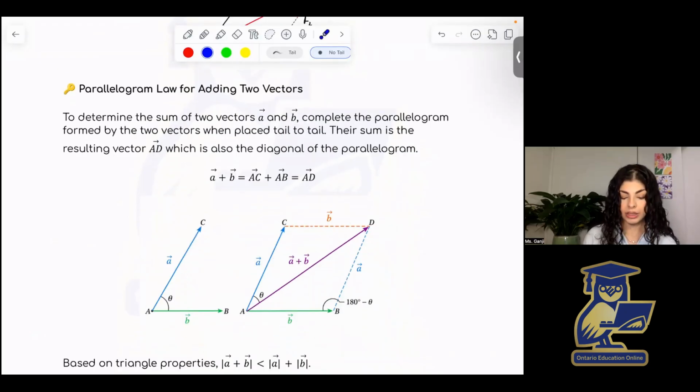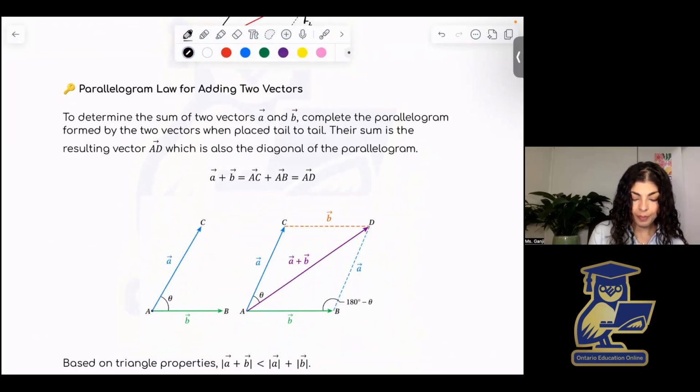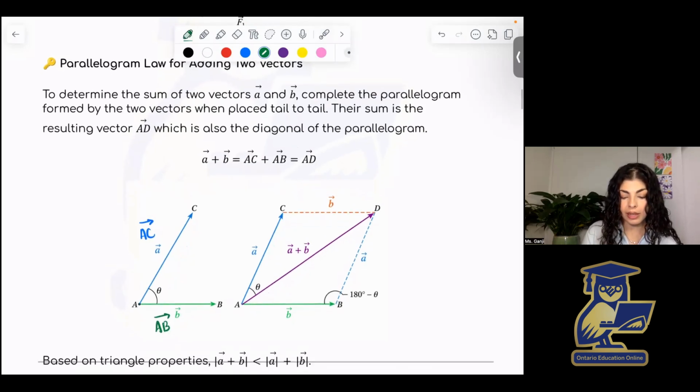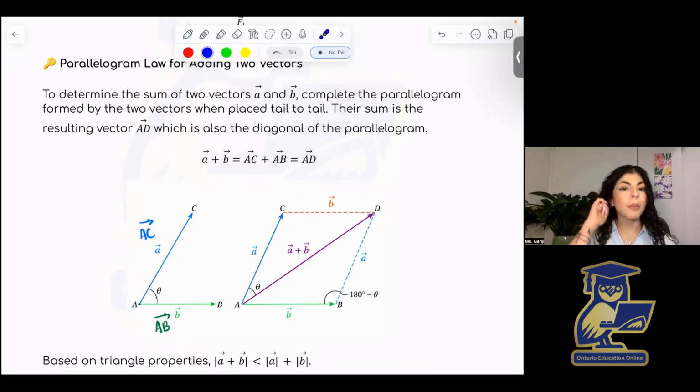So given two vectors A and B, so A is also AC because of its endpoints, and B is also AB because of its endpoints. And we want to add these two forces or vectors together. Then we place them tail to tail, so they have to share that common endpoint there. And we form the parallelogram from these two vectors.